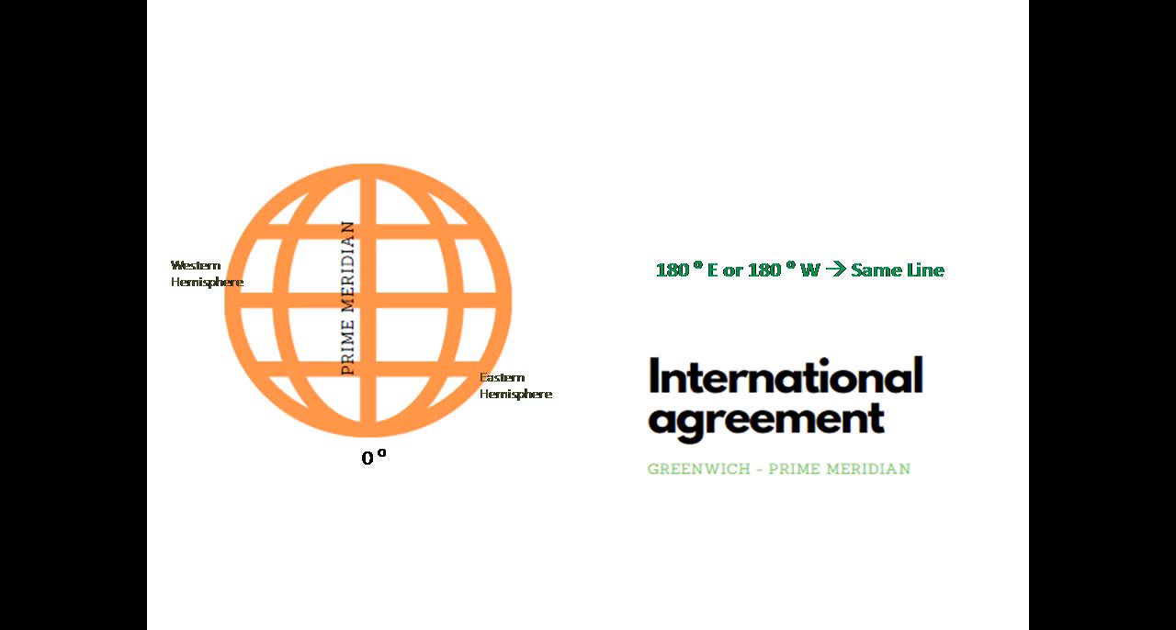From the prime meridian, we have degrees up to 180 degrees on both the west and east sides of Earth, and this divides the Earth into two halves, say the Western Hemisphere and Eastern Hemisphere. We denote them with the letters E and W. Remember, both 180 degree west and east are on the same line.